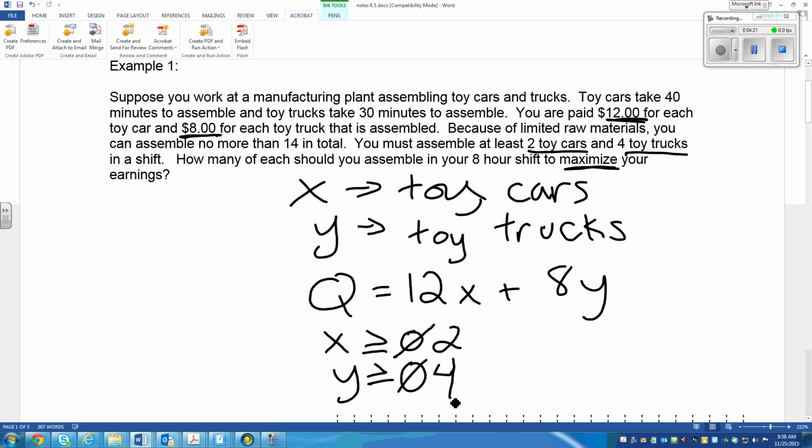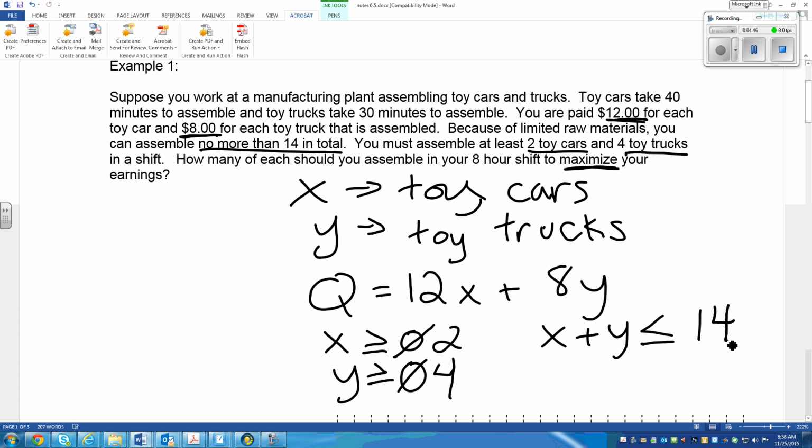Then we go through our reading. I say less than or equal to 14. Oh, you can only make 14 in total, is what someone read. So 14 in total. So x plus y has to be less than or equal to 14, because you can only make up to 14.